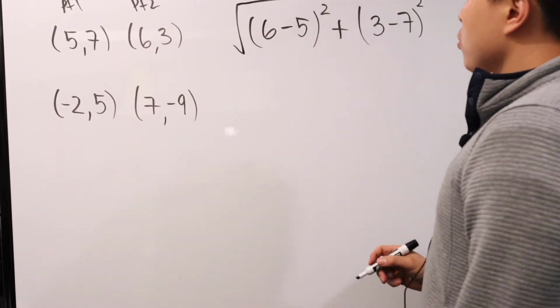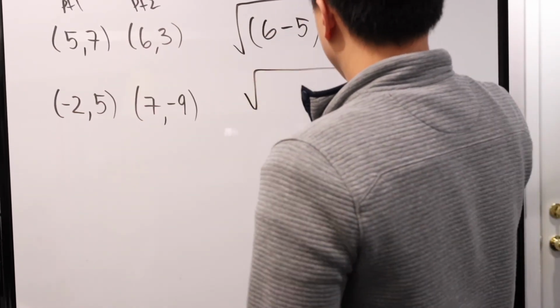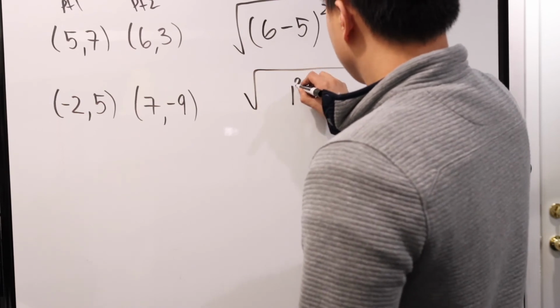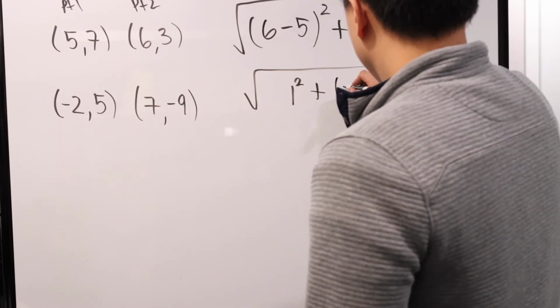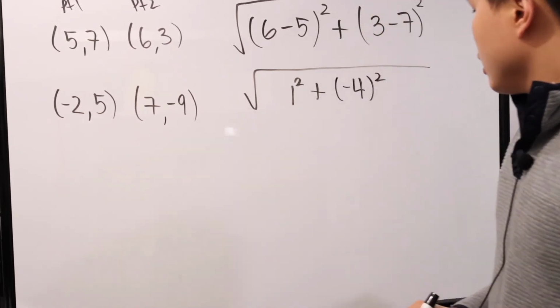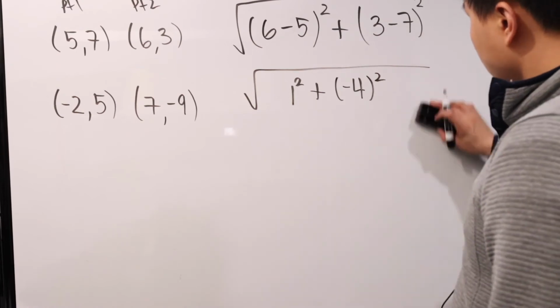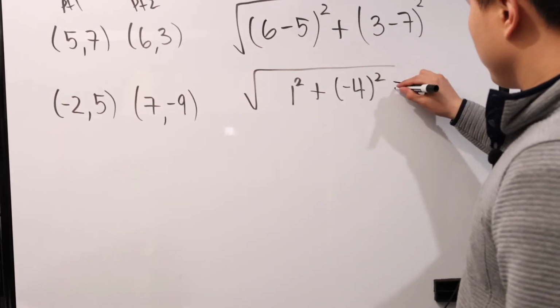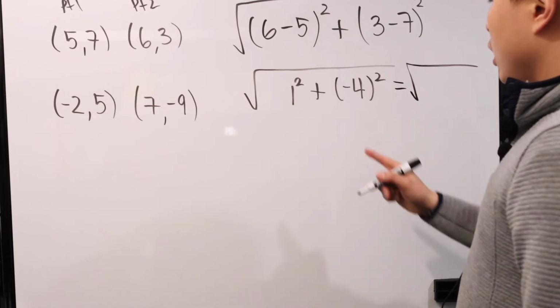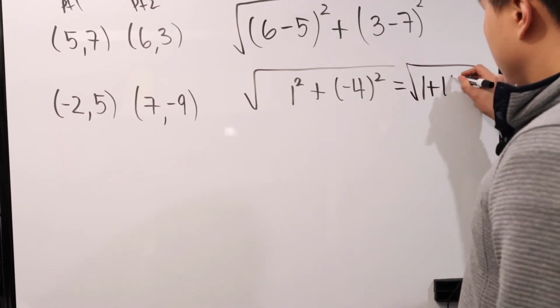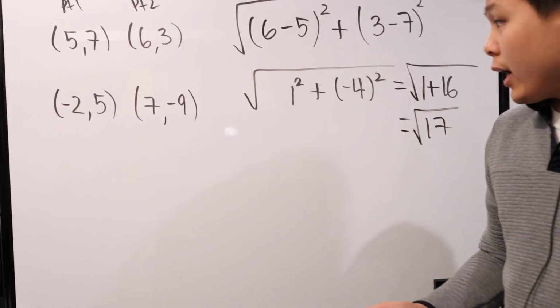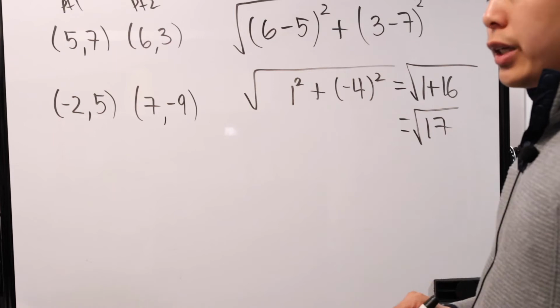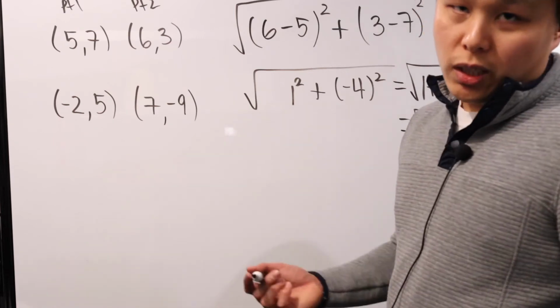Well, that's pretty simple. What is that? That's going to be the square root of 6 minus 5 is 1, 1 squared, plus 3 minus 7 is negative 4. That's going to be negative 4 squared. Okay? So, if that's the case, it's going to be the square root of 1 plus 16, which is going to be the square root of 17. And just like that. Flip the order, try to see if you can get square root of 17, and it will probably still work, hopefully.